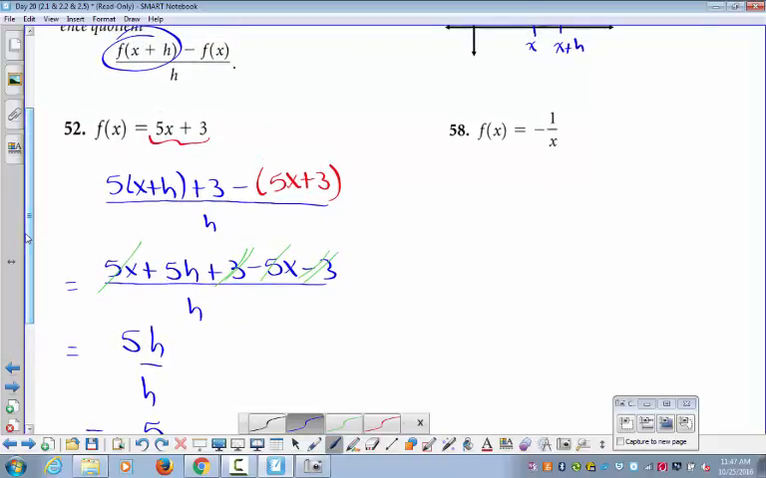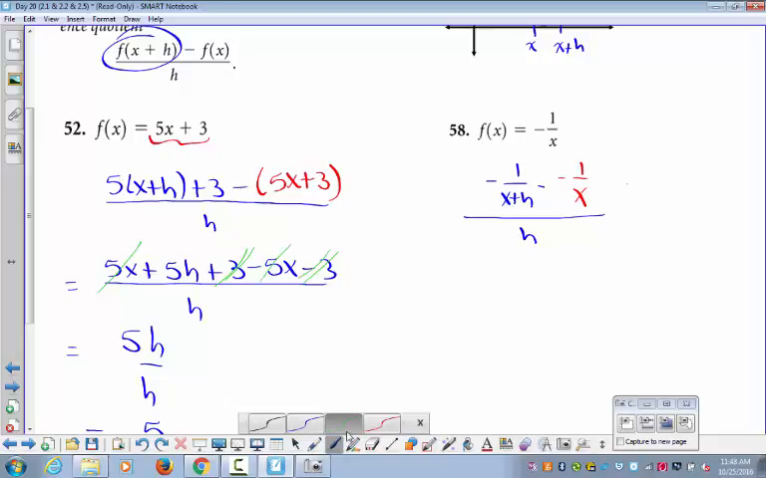So, f of x equals -1 over x. We plug that in up there. f of x plus h, we're going to have -1 over x plus h, minus f of x. So that's the numerator. Does everybody see that that's f of x plus h minus f of x in the numerator? So now we have to simplify that.